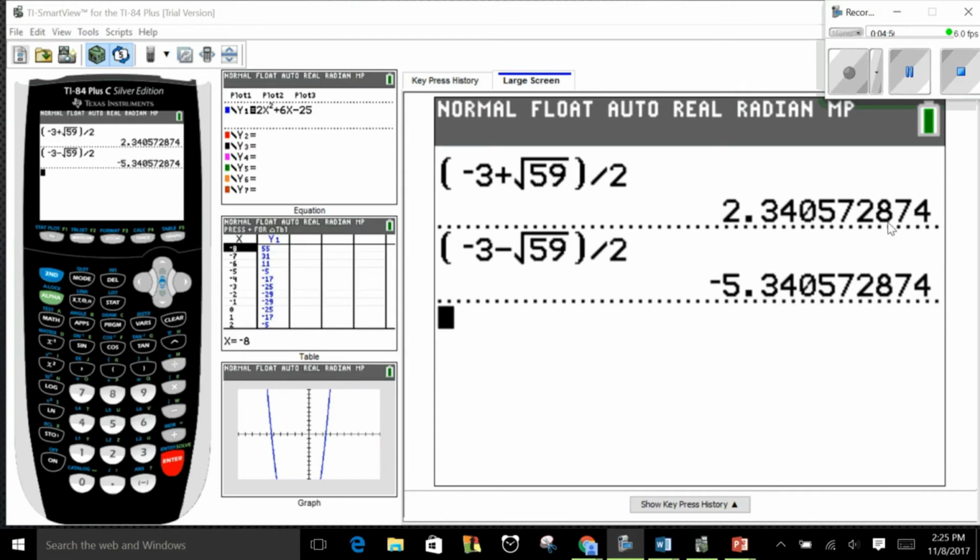So this is to 10 spots here. So we're going to now look at the graph, and just confirm that this crosses at 2.34 for x and negative 5.34.